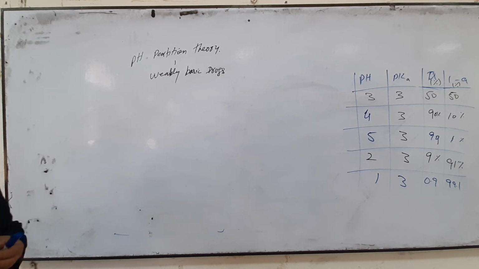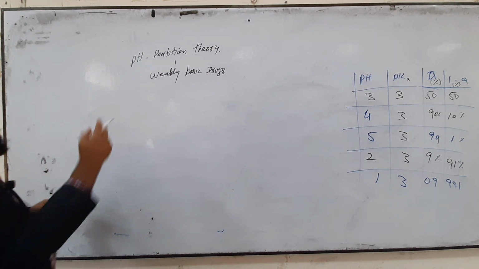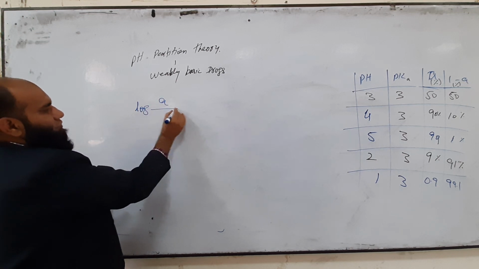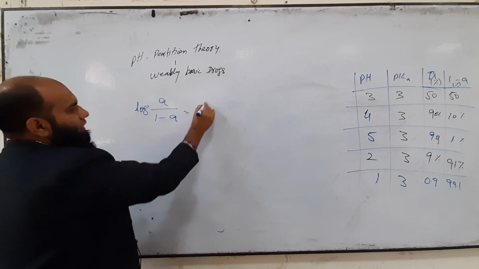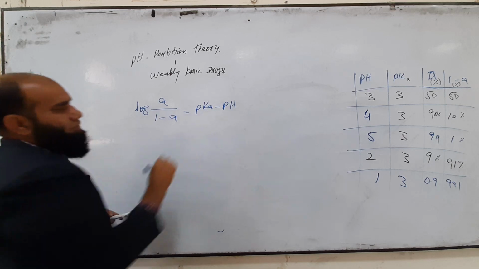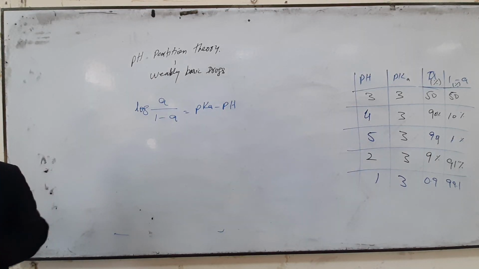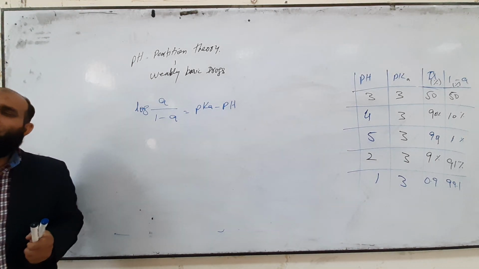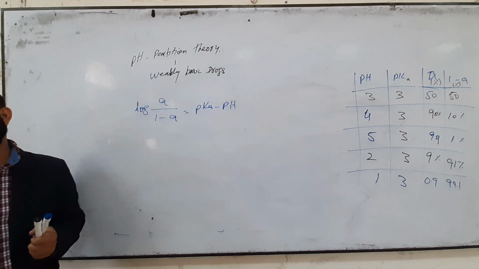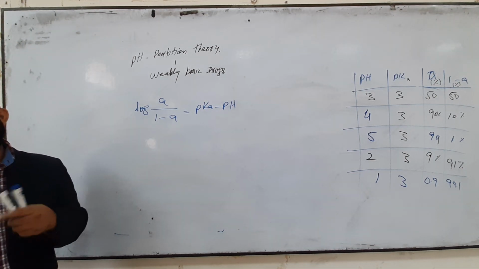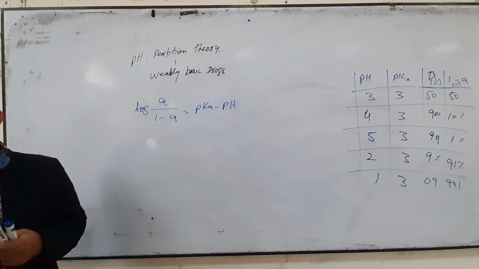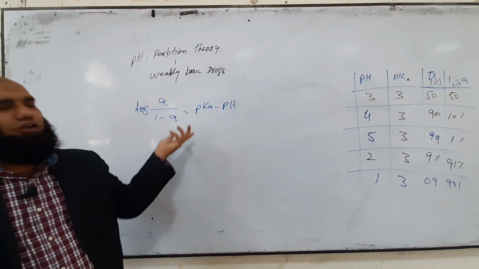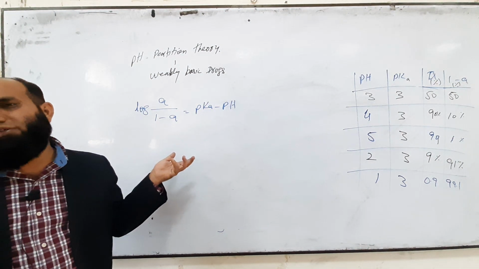In case of weakly basic drugs, there is another formula: log of ionized over 1 minus ionized is equal to pKa minus pH. Remember, this formula is a little bit changed. For weakly acidic, that was pH minus pKa. Now we are discussing pKa minus pH because we are discussing weakly basic drugs. We assume there is a difference between the pKa and pH, and we can check its ionization and unionization conditions.